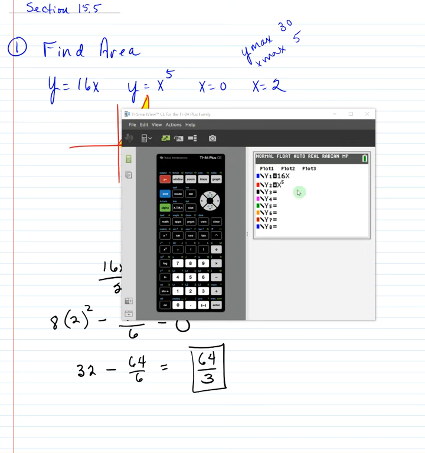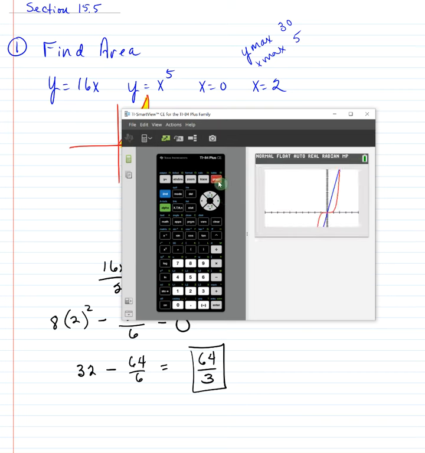Okay, so I can't read my own writing, and I had x max is 5, and I put it in the x min. So back to the window. I put the x max to 5 and the y max to 30. And then when you graph it, you get a pretty good picture to sketch on your paper and look at so that you'll know what you're doing. And we're talking about the area between 0 and 2. So this area in here.